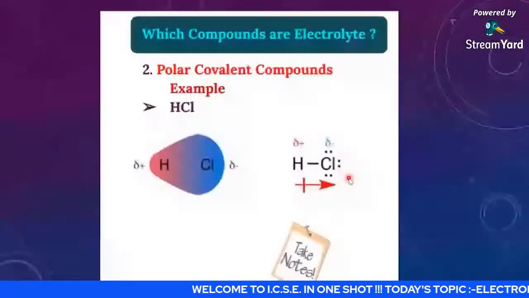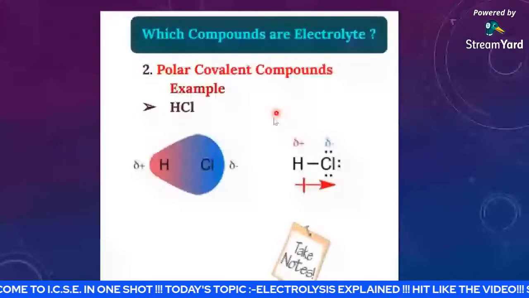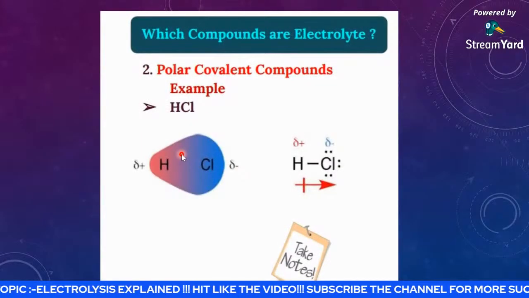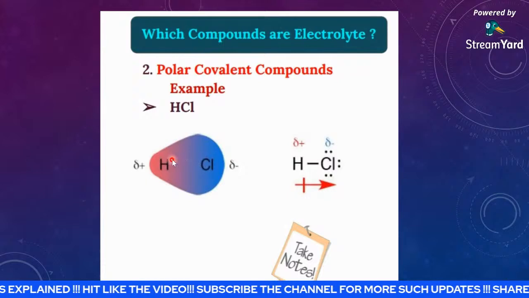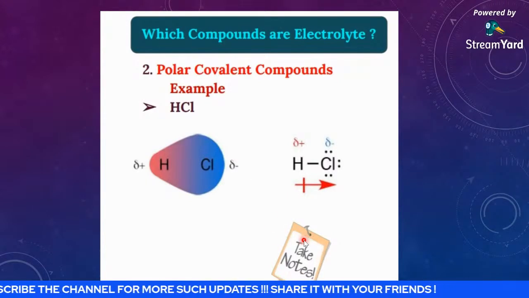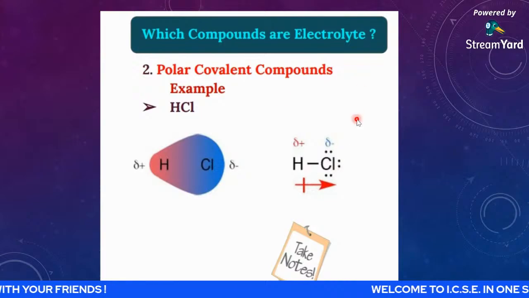Next, which compounds are the electrolytes? Polar covalent compounds, namely HCl. In HCl, we know the high electronegativity of Cl causes a fractional charge separation between H+ and Cl- in the compound. Therefore, you should take note of this portion. Electrons are shifted more towards the chlorine because of the higher electronegativity. Therefore, they act as efficient electrolytes.